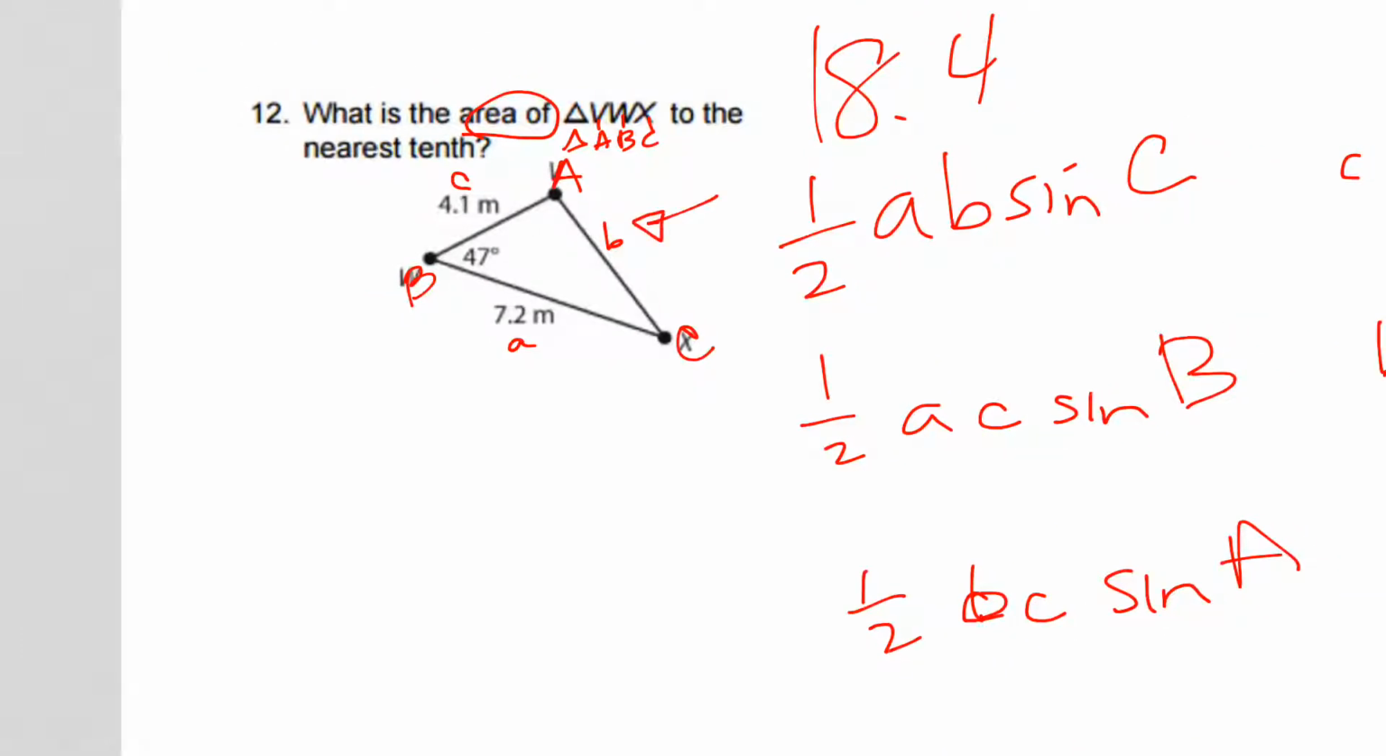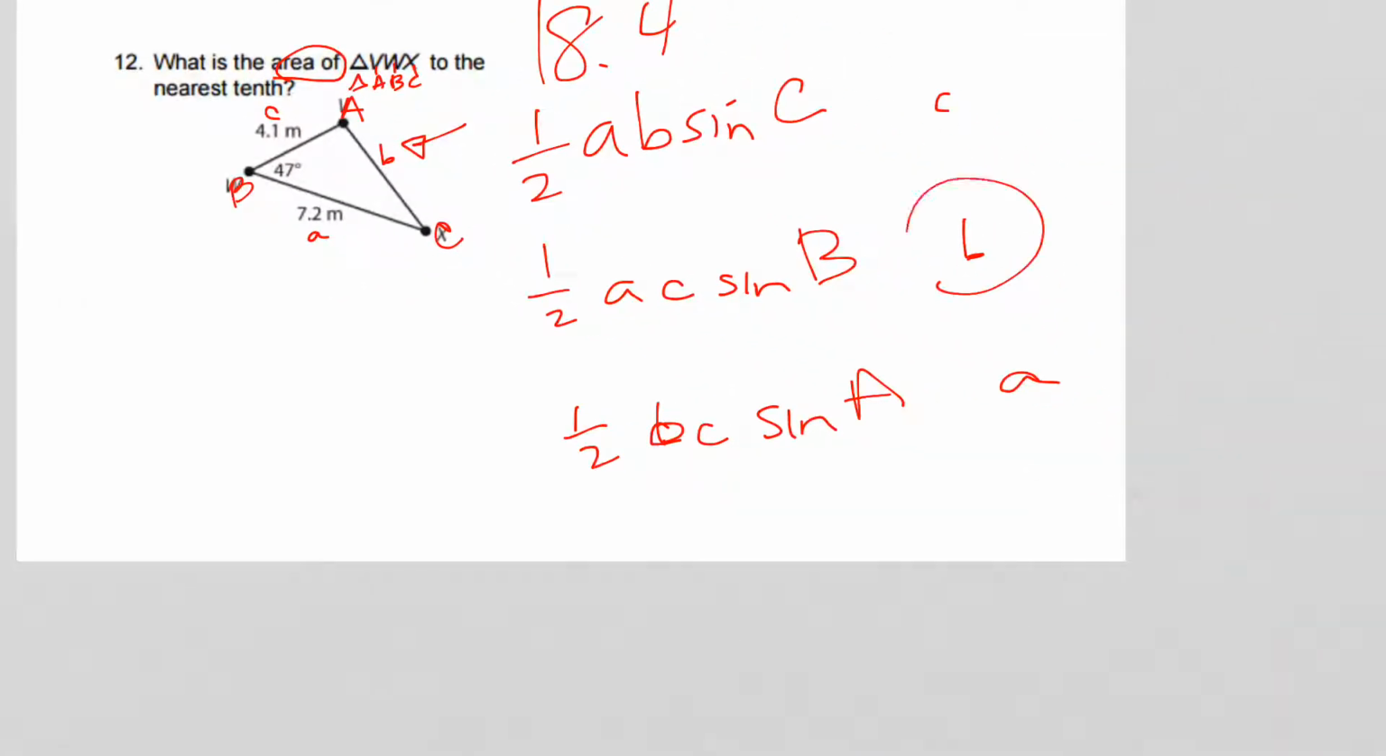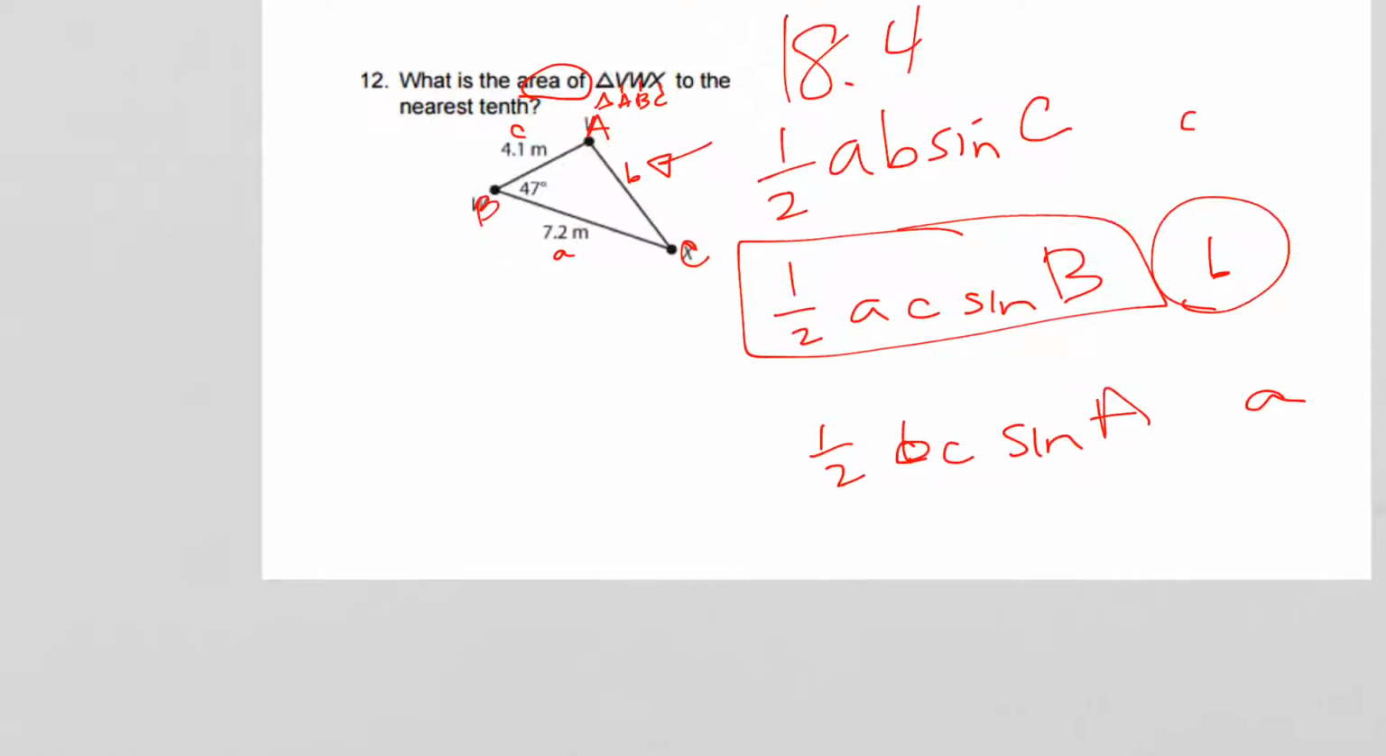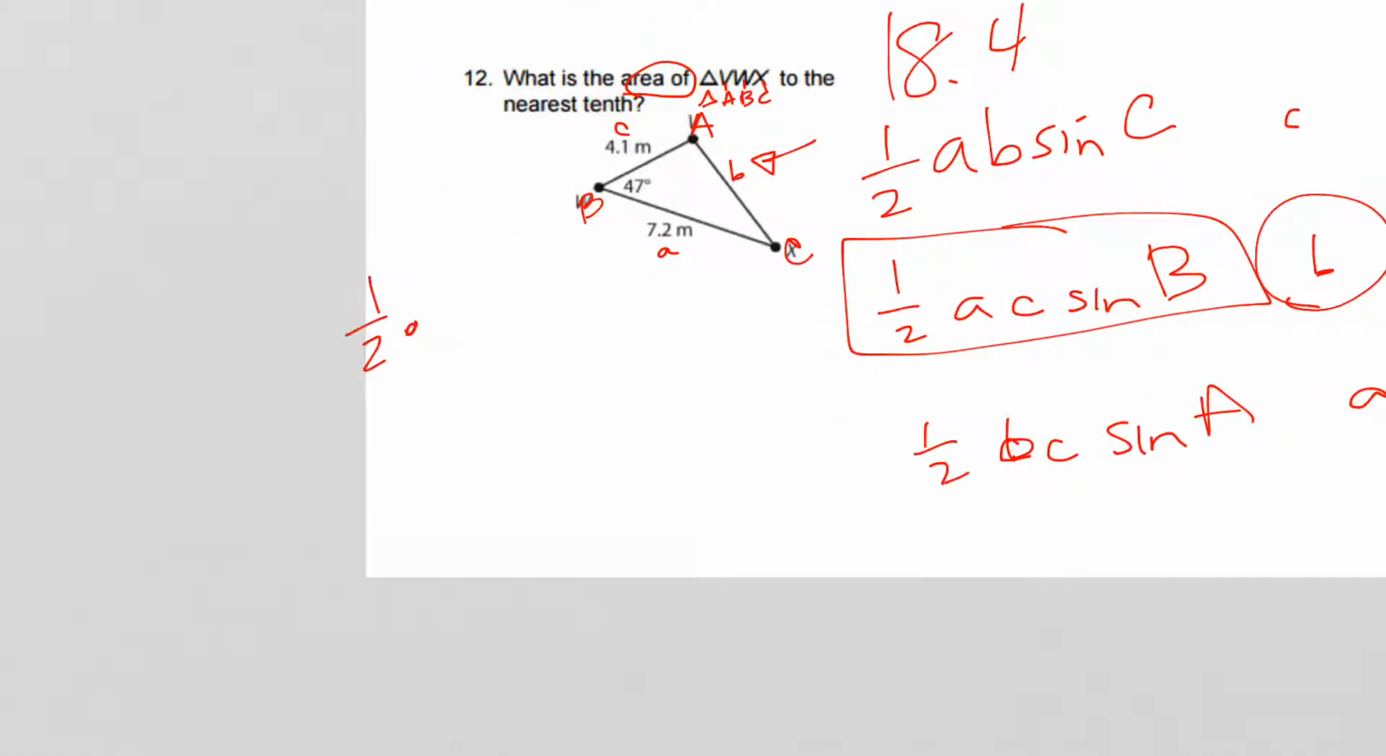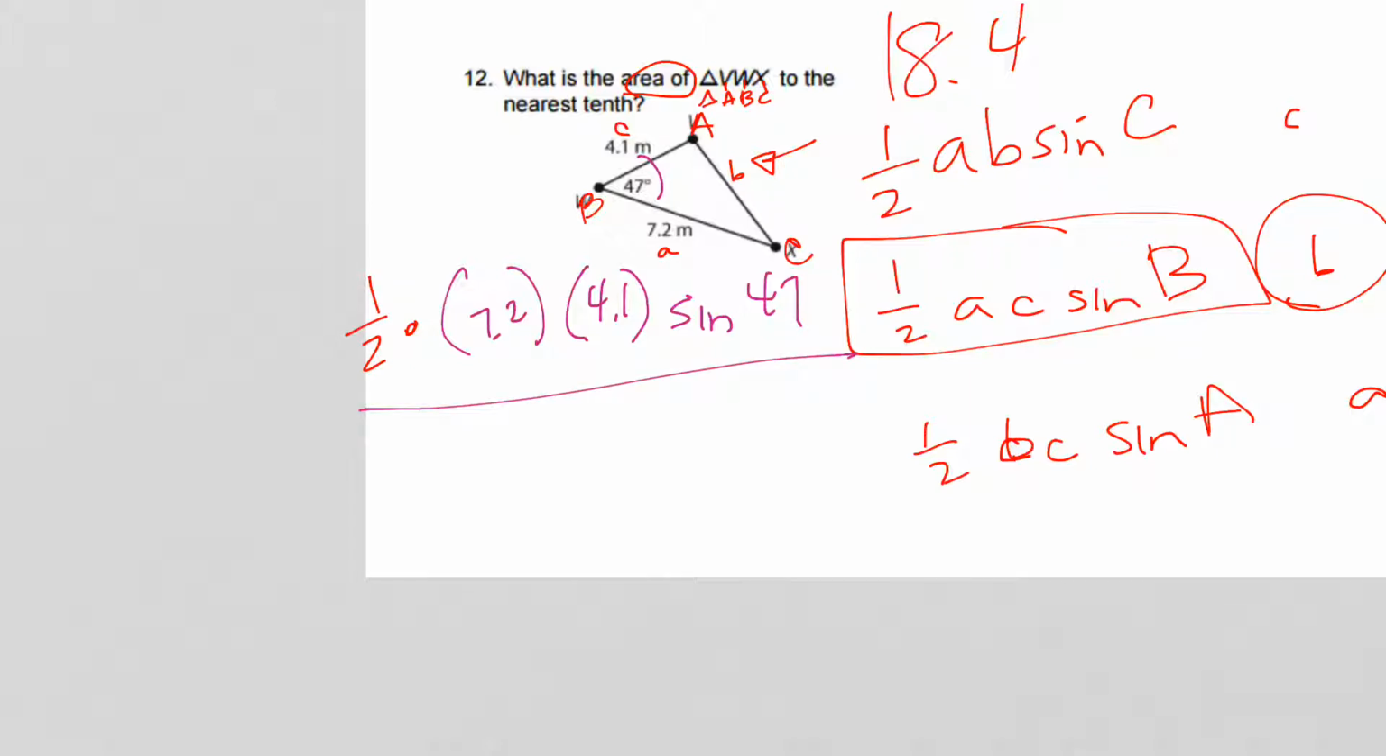I don't know little b, so since I don't know little b, I have to use 1/2 times little a times little c times sine of angle B. Well, angle B measures 47 degrees. This is now all calculator work.